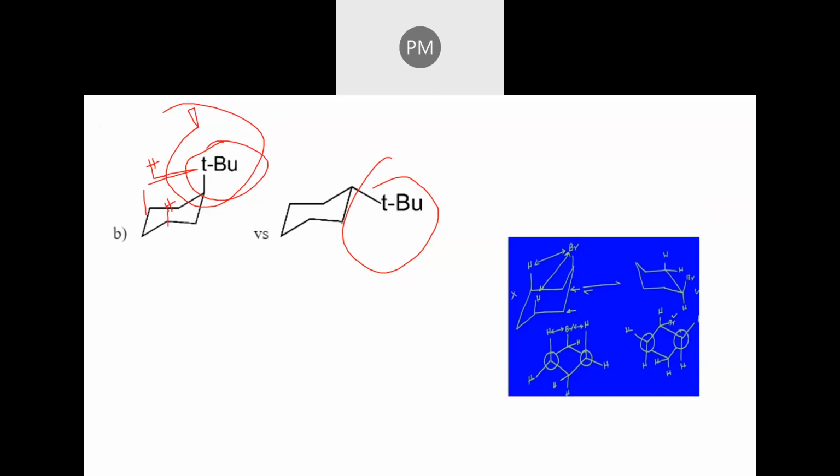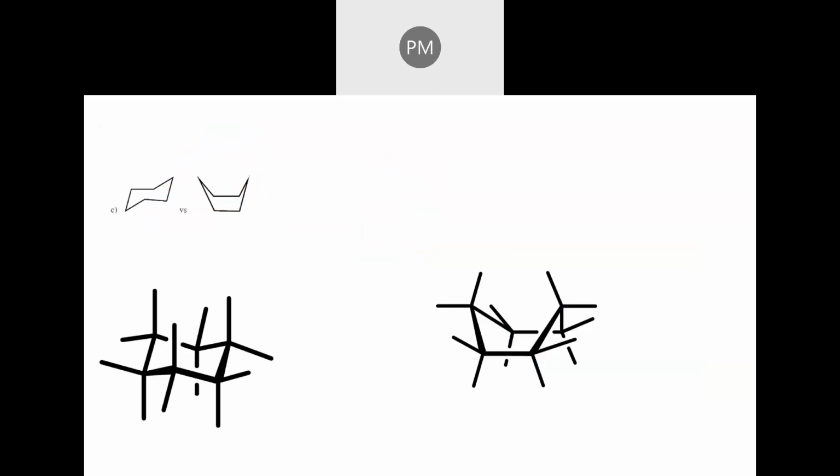And when it is in the equatorial position, there is no such steric crowding between this hydrogen and tert-butyl, because this hydrogen is above and this tert-butyl is below. So this one will be the stable conformation. Between axial tert-butyl and equatorial tert-butyl, the equatorial tert-butyl is the more stable conformation. After that, we have to know which is more stable, the chair or the boat conformation.